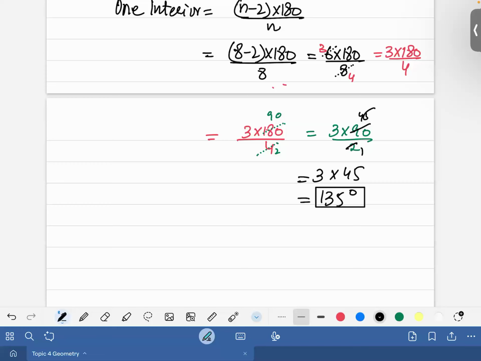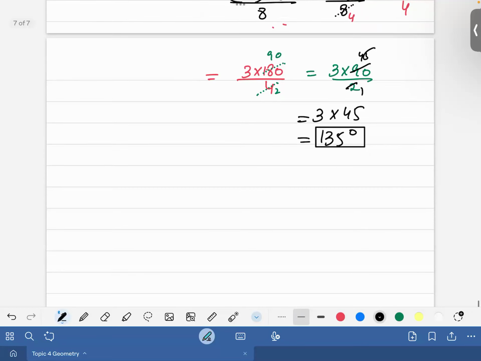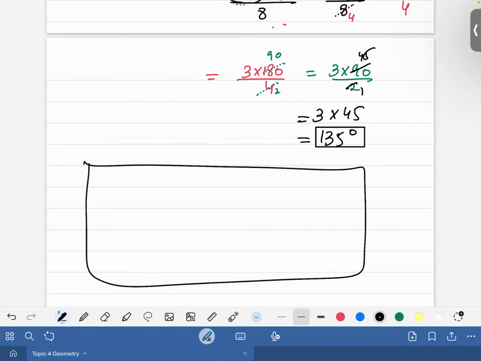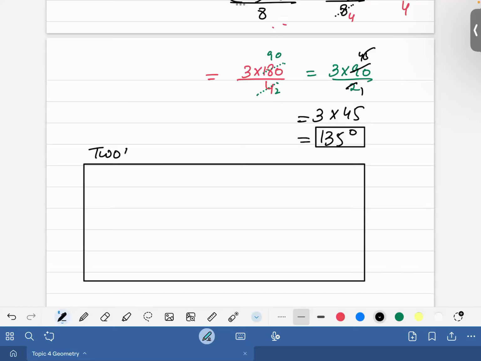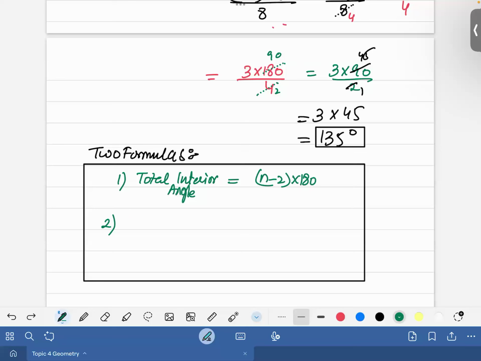And all you need is to have two formulas in mind, and those two formulas are, let me write them once again. Two formulas which are mandatory. The formula number one is total interior angle. This formula will give you the total interior angle of any polygon, whether it is regular or irregular. And the second formula is one interior angle of a regular polygon only.